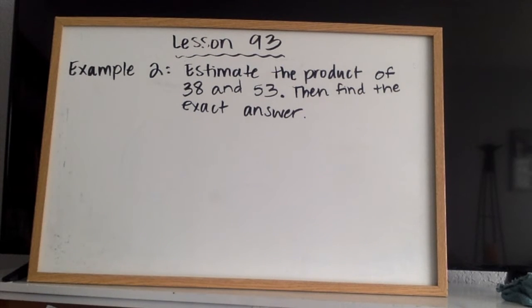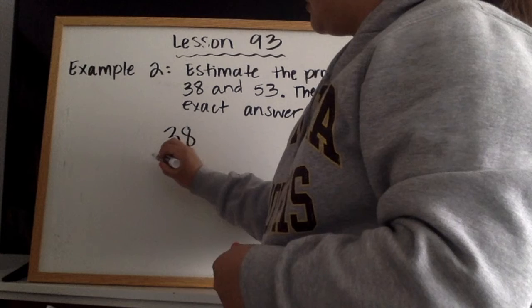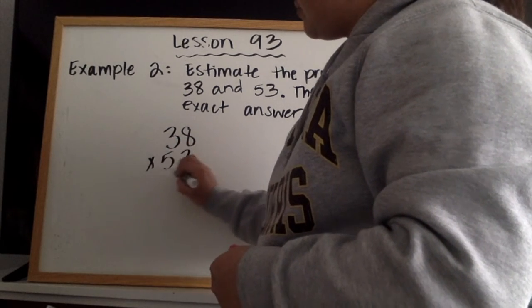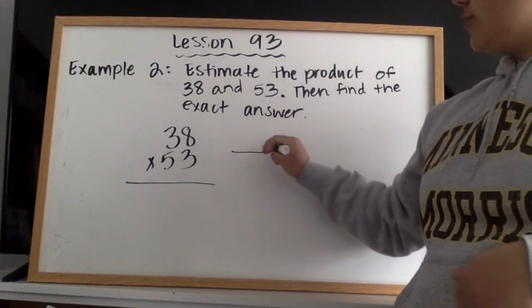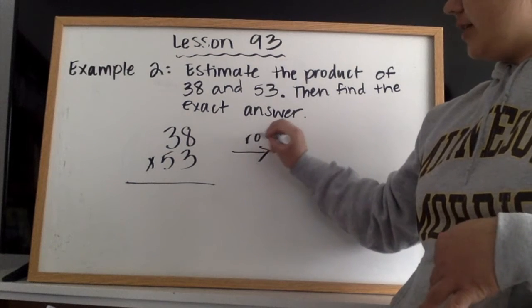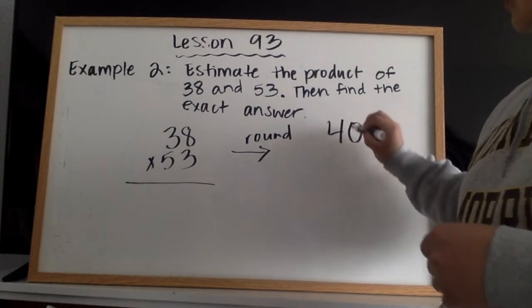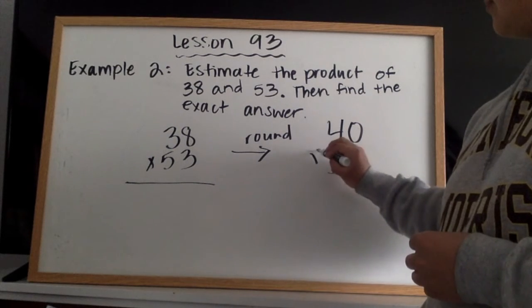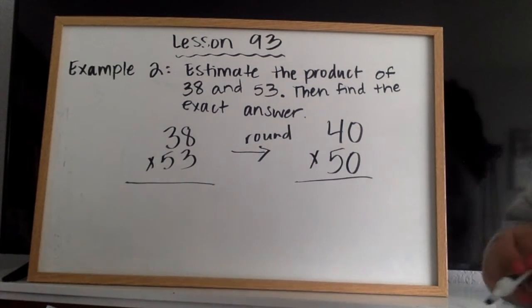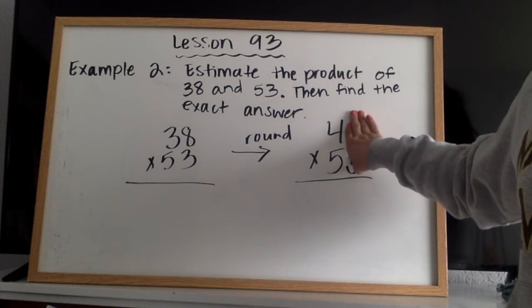Example 2. Estimate the product of 38 and 53, then find the exact answer. 38 times 53. Okay, I will find the exact answer at the end, but I do want to round it because we're estimating. So 38 is rounded to 40. 53 rounds to 50. They're both multiples of 10. We can cover up those zeros and do that fancy trick. 4 times 5 is 20.